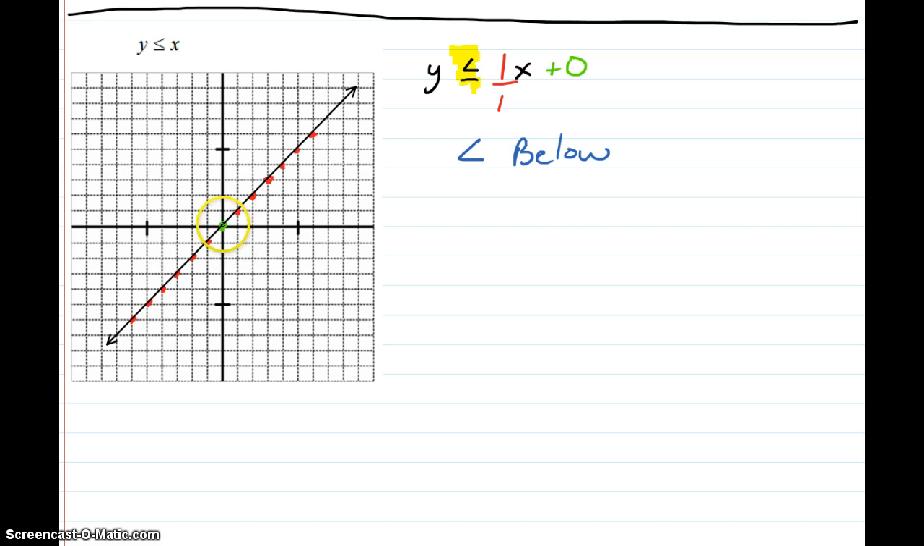So now I just put my pencil on the y-intercept. Above would be up here, so below would be down here. So I just draw some arrows to remind me where to graph. So I'm always going to be below this line, and so I shade like this. So that's our graph of y is less than or equal to x.